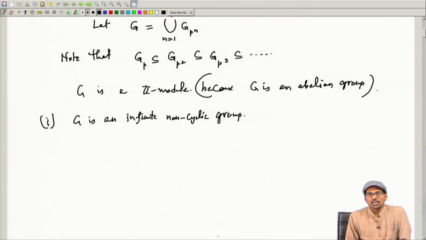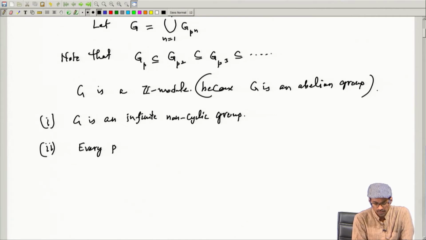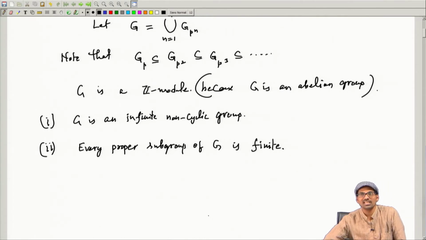Okay. It is an infinite group, it is clear because we have p^n-th roots of unity for infinitely many values of n. Therefore, this is an infinite group, and of course it is not cyclic because we have p^n-th roots for various n. And the second claim is: every proper subgroup of G is finite. Okay. Every proper subgroup of G is finite.